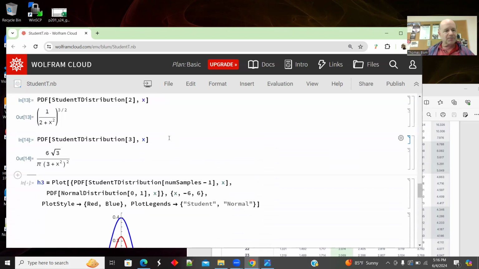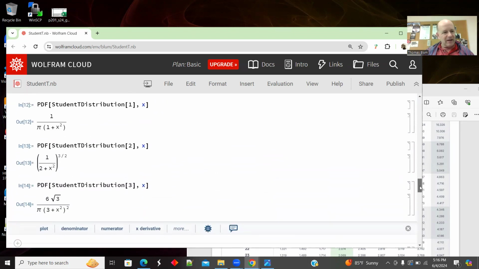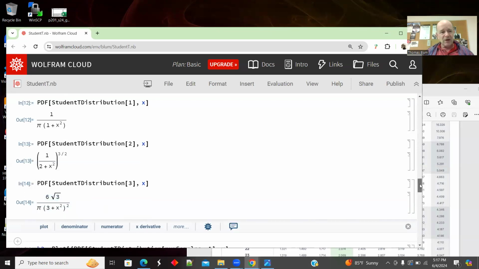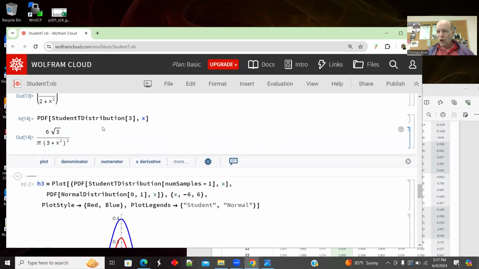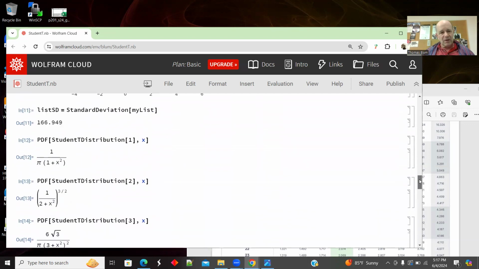3 degrees of freedom. And we see that the normal distribution went like exponential of minus x squared, fell off quite quickly. These are falling off very slowly. They have very large tails. This goes like x to the 2 in the denominator. This is like x to the 3 in the denominator, x to the 4 in the denominator. So much longer, fatter tails, this t distribution.